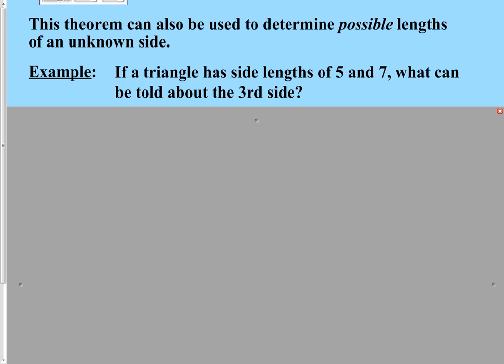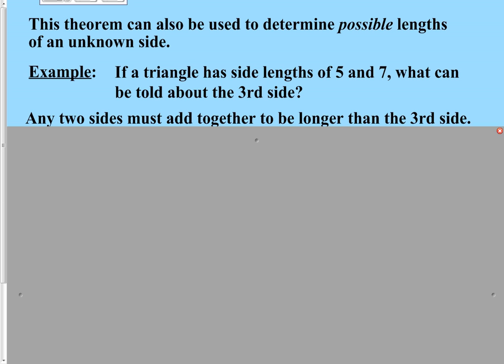Okay, so for example, if a triangle has side lengths of 5 and 7, what can be told about the length of the third side? Well, as you can tell, what's happening with our figures here is they're giving us less and less information, but they're still asking us to know something about it. But let's have a look.